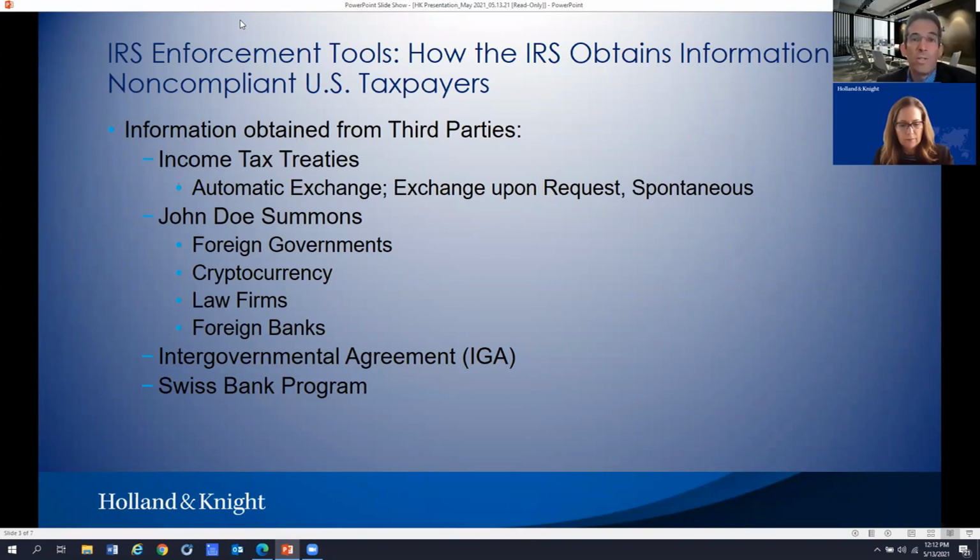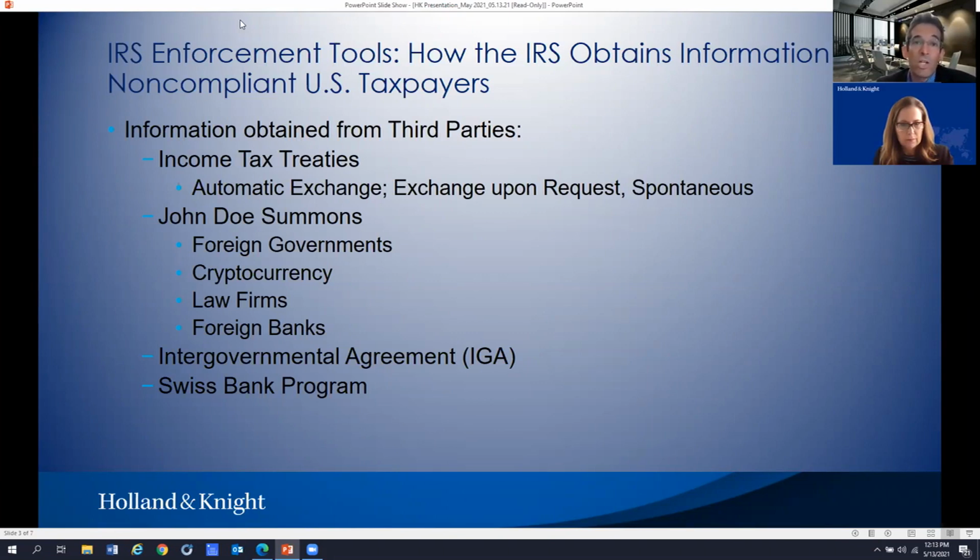Income tax treaties also have an information exchange provision in them. It's usually, I think, Article 26, if I'm not mistaken. And Article 26 will provide how the two jurisdictions through the competent authority will share the information back and forth. There is an automatic exchange, and automatic being what it sounds like.